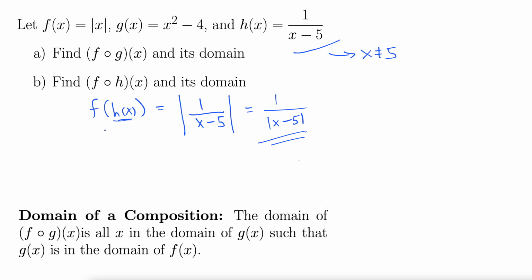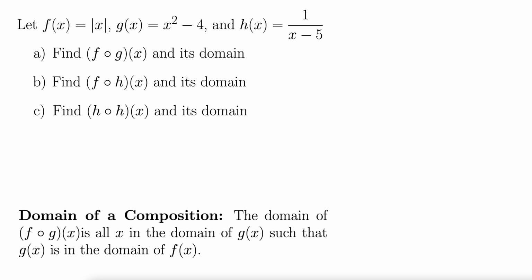Then we do our composition, and then we look at the final result and see if there has to be any additional restrictions. Well, no, there's not any additional restrictions. So our domain is simply everything except for x equal 5. We'll write that in set builder notation, x such that x does not equal 5. Okay, so let's try one more example.